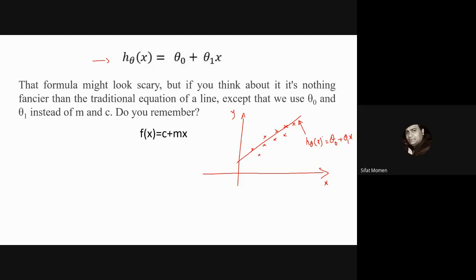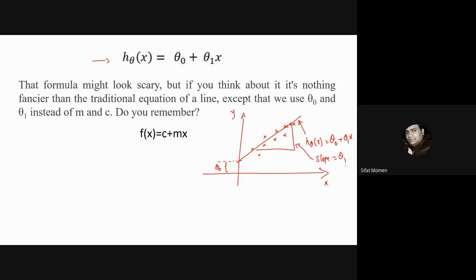Theta naught is the constant value. Too simple, class 8 mathematics. So what is c? C gives you the y intercept, right? That's theta naught. And what does this theta 1 give you? This theta 1 gives you the slope of this linear line. If I find the gradient, the gradient or the slope will be theta 1. Is this clear, Nakina? Are we okay?